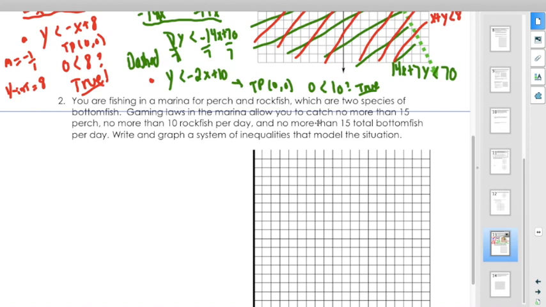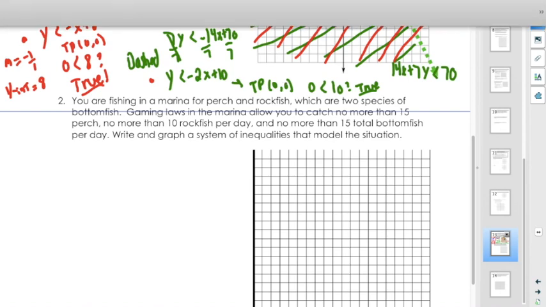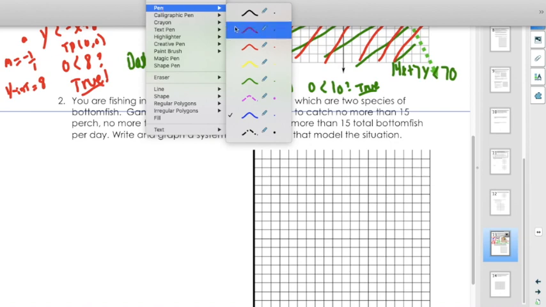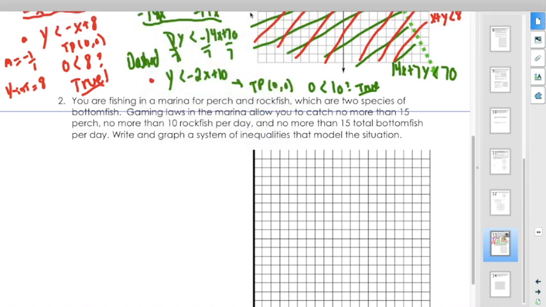Okay, so this piece here, this kind of tells me a lot. No more than 15 total. I love that word total because that tells me it's going to be x plus y is less than, greater than, or equal to whatever my total is. So that's really nice. Let's use my let statement again. Okay. Let statements help us so much.